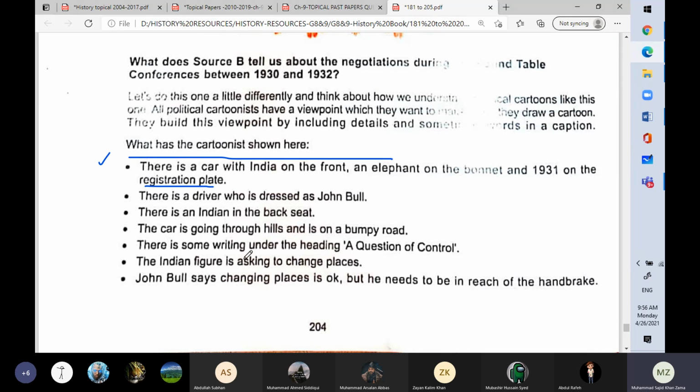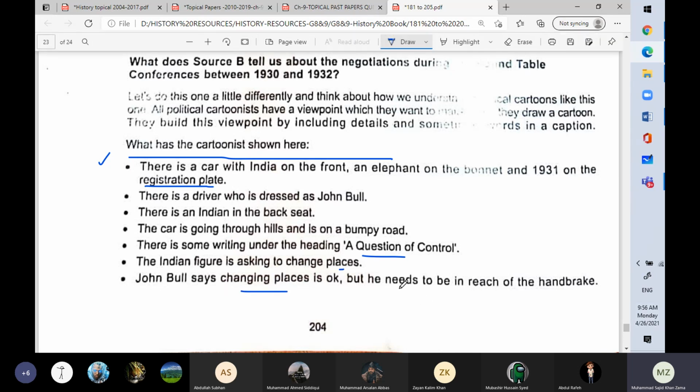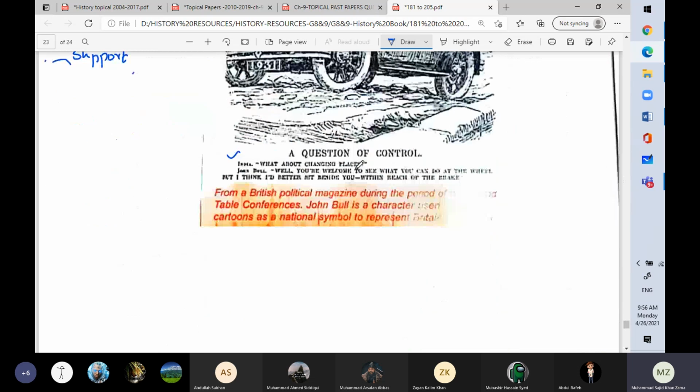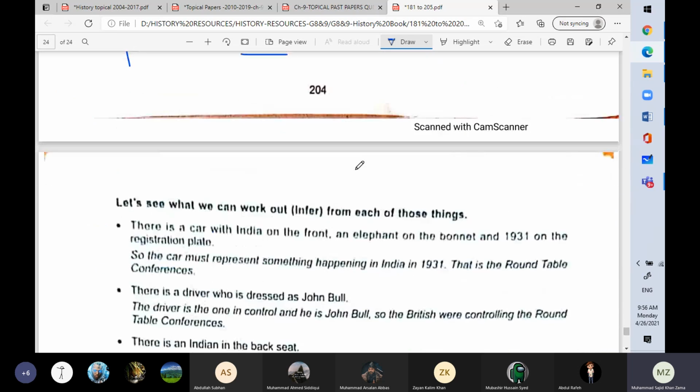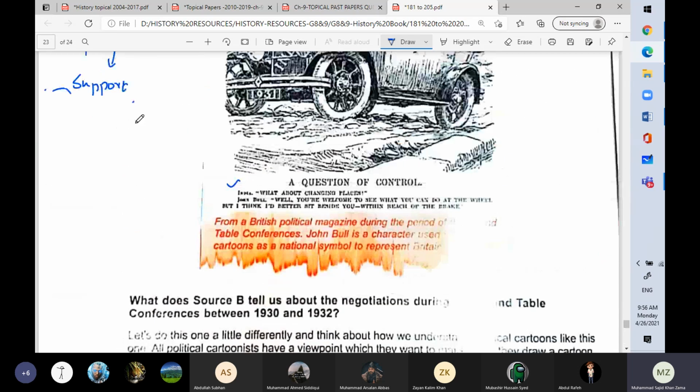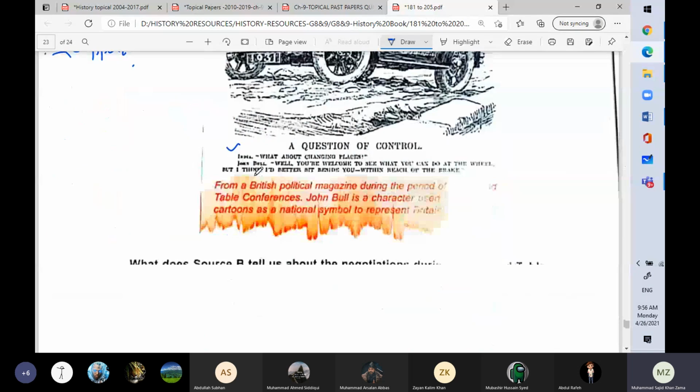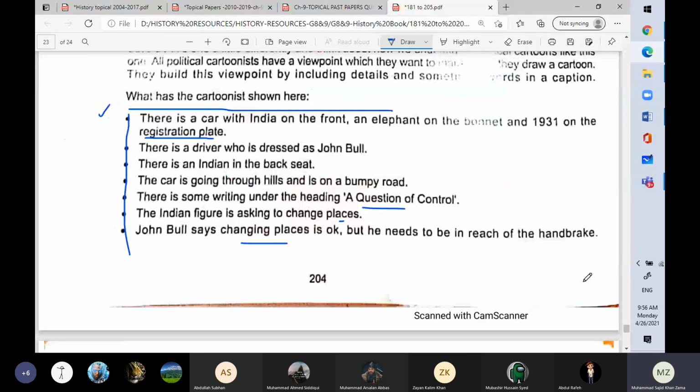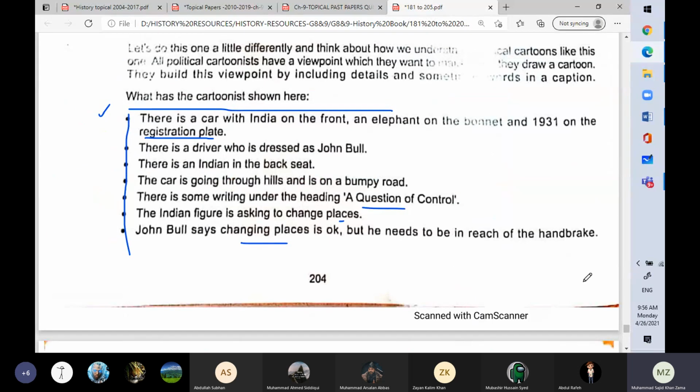There is something written on the heading, a question of control. The Indian figure is asking to change places. John Bull says it's okay, but he needs to be within reach of the brake. So this is all what you see in the cartoon. But this is step number one, identifying surface features. In detail, all surface features are identified. Is this clear?